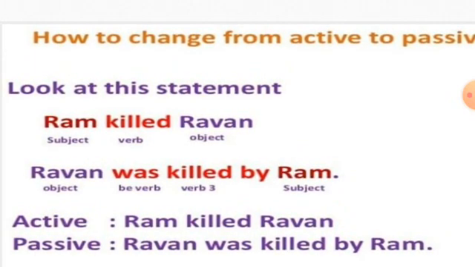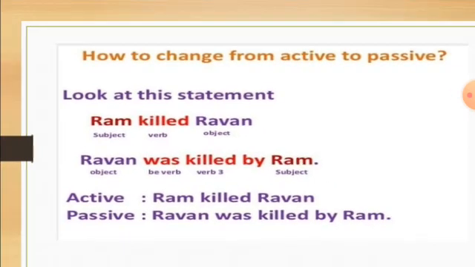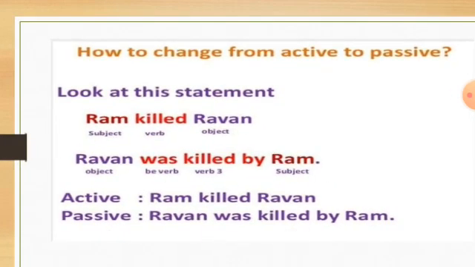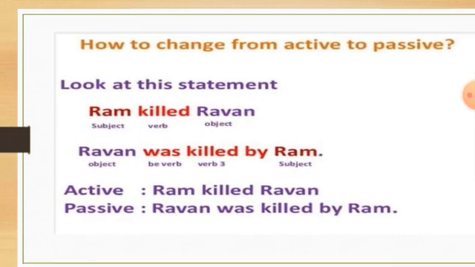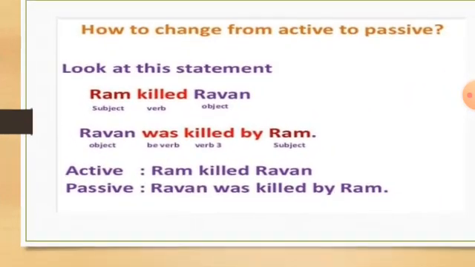Done? Alright. See, first you need to change the position. You need to bring the object of active voice and place it in the subject place, right? And after that, what you need to do is add a be verb based on the sentence. Based on the sentence of active voice, you need to put a be verb. Okay, here was is added. By checking the sentence of active voice, was is added here because was is suitable here.